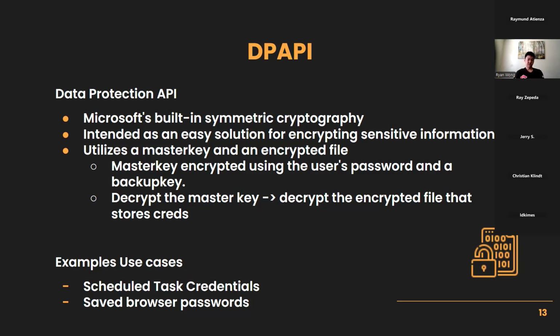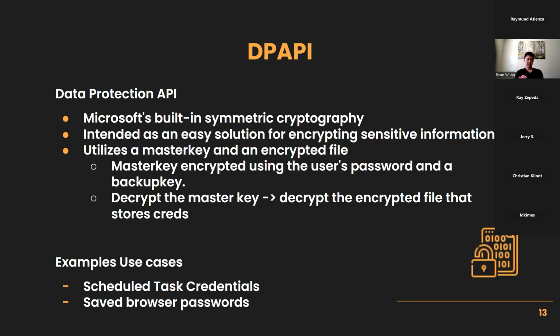Typically, when dealing with DPAPI databases, they're going to have a master key and an encrypted file. The master key is encrypted using the user's password and some kind of backup key. So if you decrypt the master key, then you can decrypt the encrypted file that stores the credentials, which is essentially how dumping DPAPI works. It's not a form of hash cracking as you would with Kerberoasting or something, but instead a decryption.